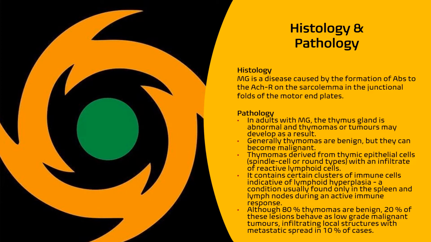And generally, the lymphoid cells contain certain clusters of immune cells indicative of lymphoid hyperplasia. So there's a growth around the lymphoids as well, and the condition is usually found only in the spleen, or part of the spleen, and the lymph nodes, which become active during an immune response.